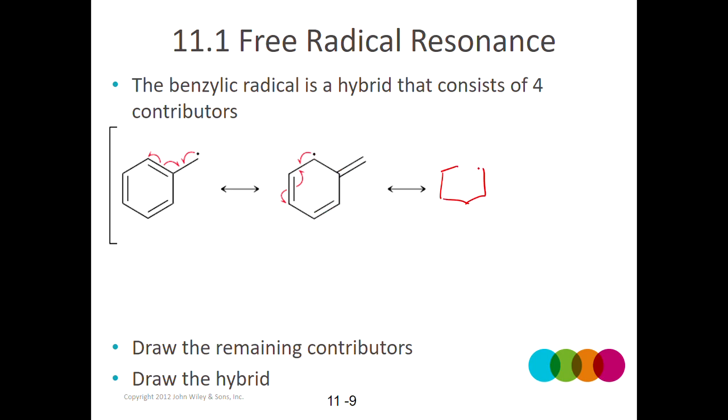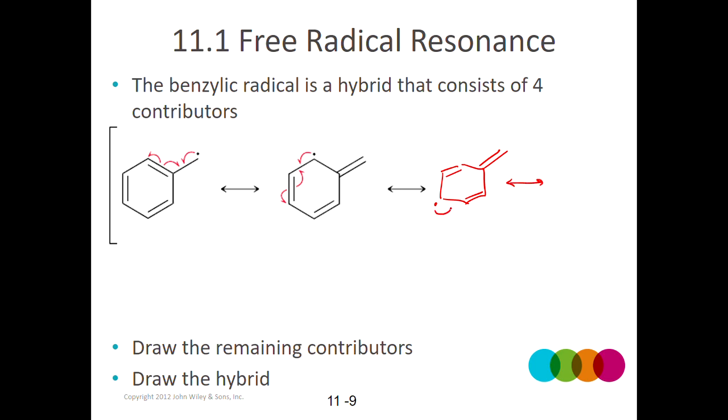And if we draw the structure that results from that, I've got a double bond here. This electron moves in and joins with that one, I'll form a double bond there. This electron swings out, forming a radical. This pi bond's still here. So that's another contributor. I'll keep going all the way around the ring.